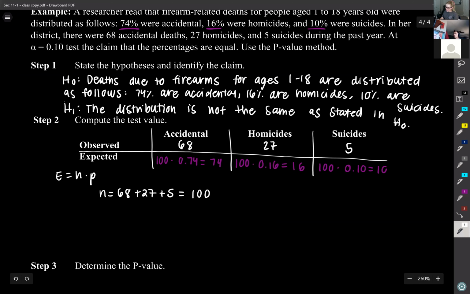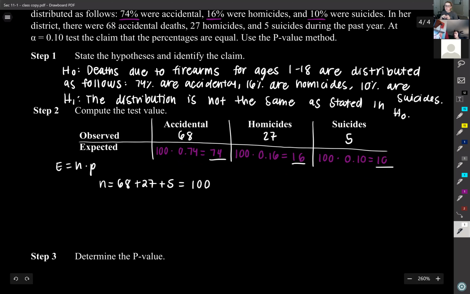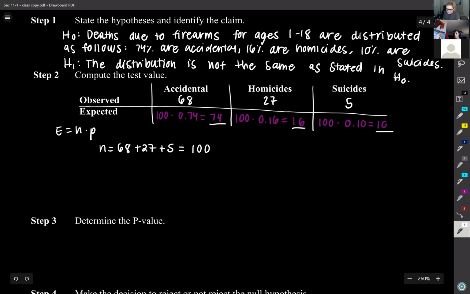So now we've filled in our observed and expected values. You can see the different types of methods here. On the last one, we just took N and divided it by the number of categories. Here, we specifically took N and multiplied it by the probability of each type of event. So now let's compute our test value, which is given as the sum of O minus E squared over E.